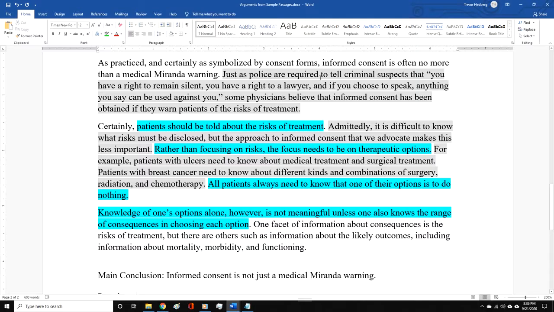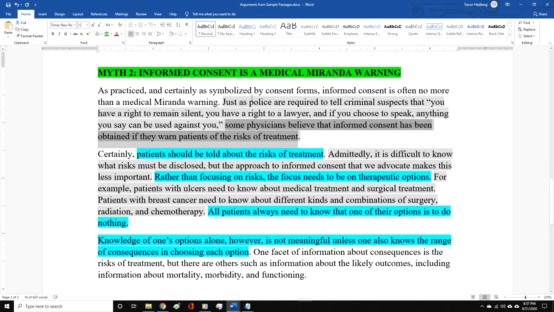We have this information here, justice, police, blah, blah, blah. Some physicians believe that informed consent has been obtained if they warn patients of the risk of treatment. Now, I marked this earlier as just being an explanation of what a Miranda warning is. But now we're in a different position than when we started reading this, right? Because we've gone through the whole thing and we haven't found information that ties these premises to this kind of conclusion, and we also didn't find a clear statement of the conclusion.